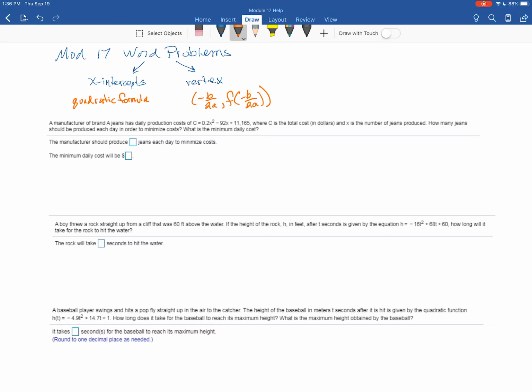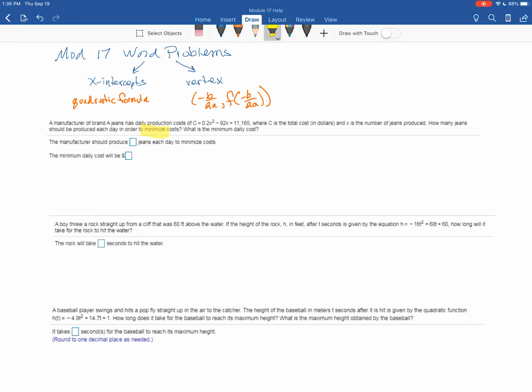I just copied a few of the possible questions that you might see. So the first one was talking about a manufacturer of jeans. They have a daily production cost of, and then there's your equation, and x is the number of jeans produced. How many jeans should be produced in order to minimize cost? That's the word I want you to focus on.